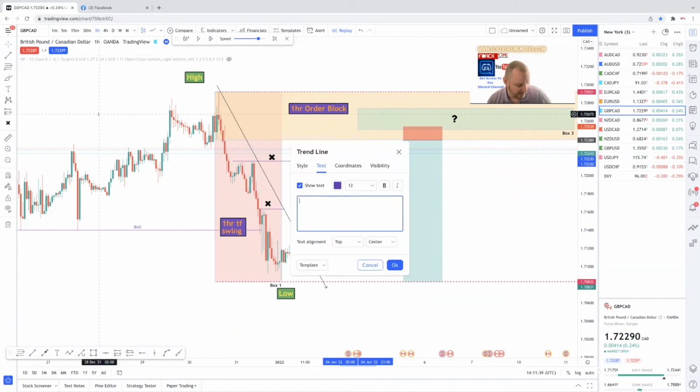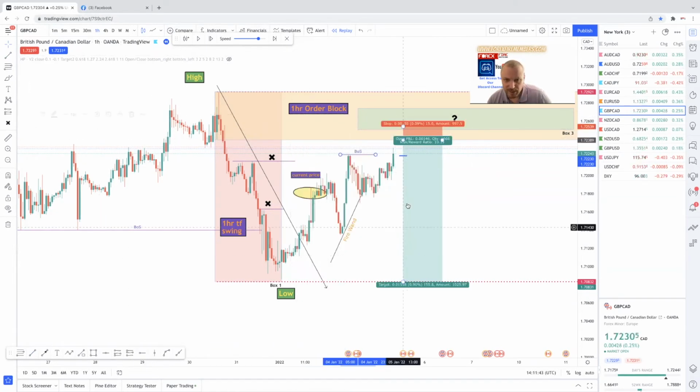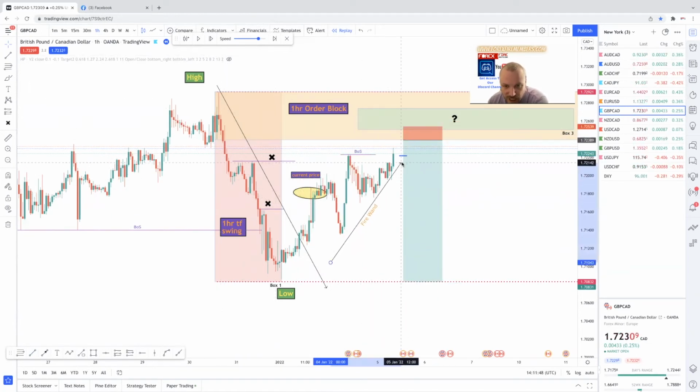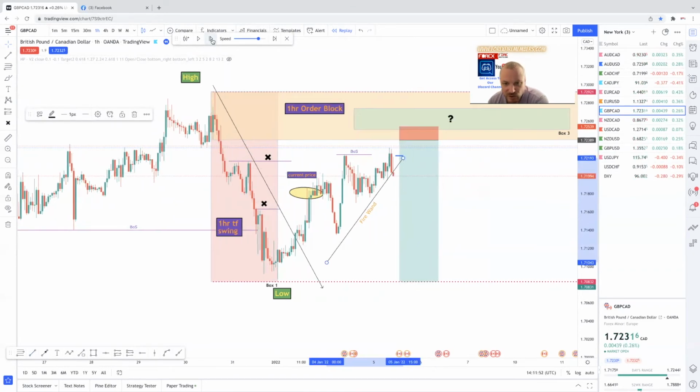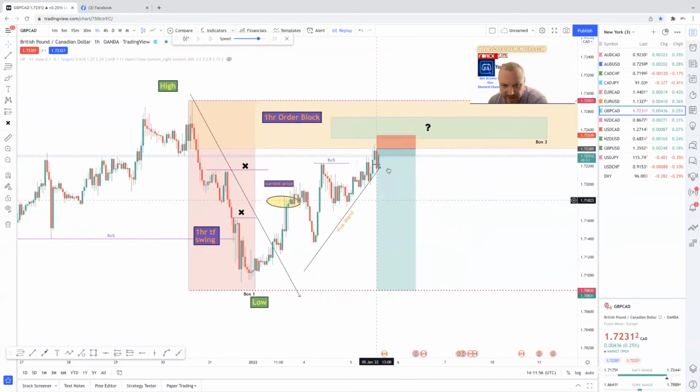That's been a complete clean break of structure as well on the reversal back up to mitigate into this area of the order block, okay? So price is continuing to drive up. So if we just continue with this, and again, just ignore this little blue line at the moment. I'll go a bit more in depth with this later.